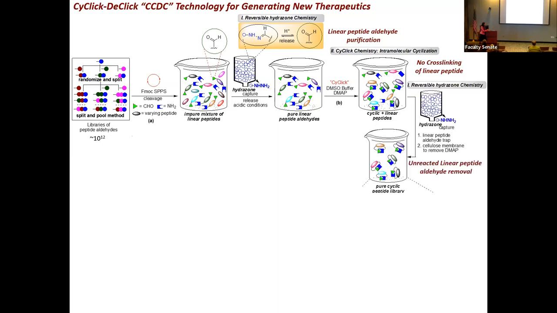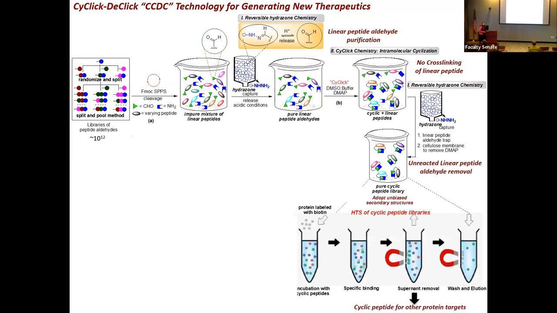Then we again used our beads, and we can purify these millions of compounds in one pot. Once we have these pure cyclic compounds, we can sequence or screen them against various biological targets. This is a particular example of a protein which is responsible for a disease. We screened our library of compounds against this protein, and we found some compounds which bind to it. Once we find those binders, the question arises: out of these millions of compounds, how do we know which compound actually bound to the protein?